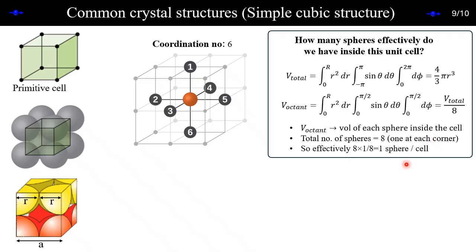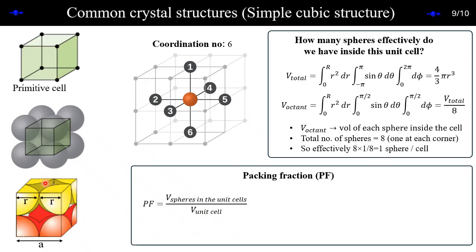Now we need to know the fraction of volume occupied, called the packing fraction. What is the volume of this cube? If the unit is A, this is A cube. And what is the volume occupied by these spheres? You need to figure it out: 4 by 3 pi r cube. So we need to find the relation between R and A.